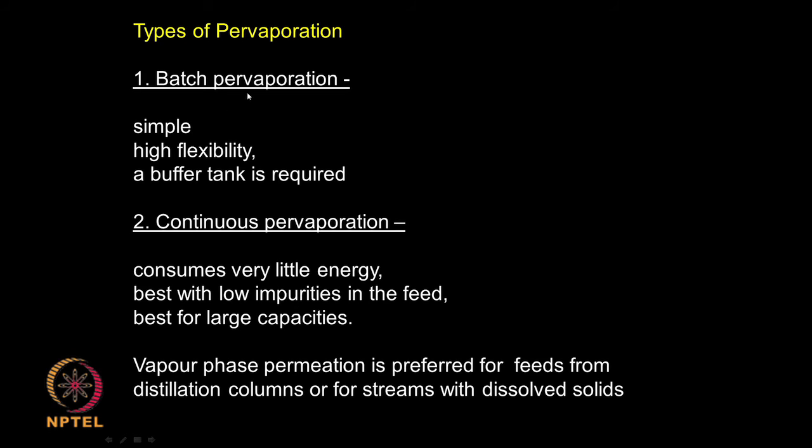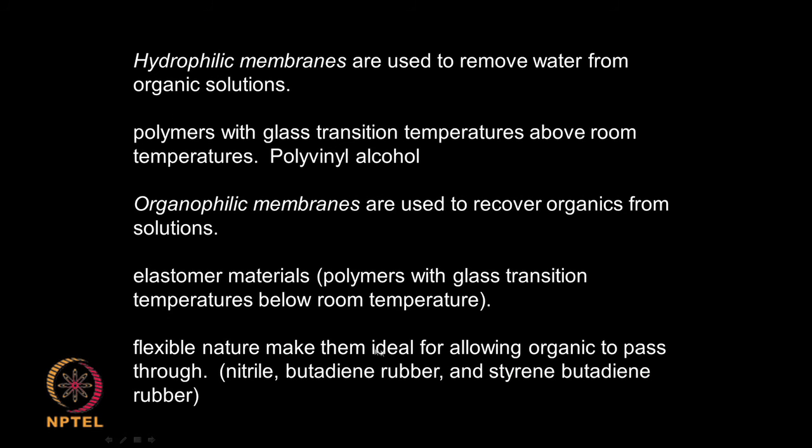So, two types of pervaporation, we can have batch, we can have continuous. So, batch is simple, highly flexible, it just needs a buffer tank. Continuous consumes very little energy, is very good for low impurities and large capacities, this is very good. Vapor phase permeation is preferred for feeds from distillation columns or feeds free from dissolved solids. So, hydrophilic membranes are used to remove water, right. Because hydrophilic membranes will like water, so generally we use hydrophilic membranes.